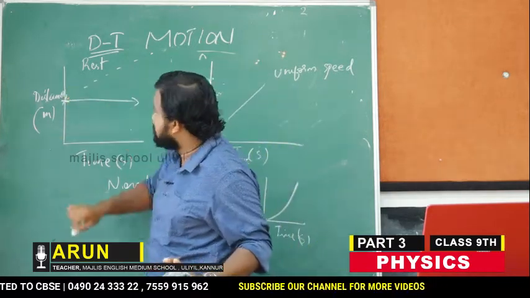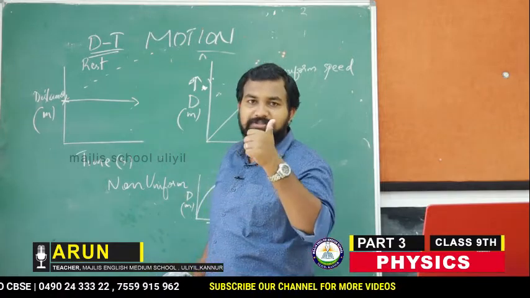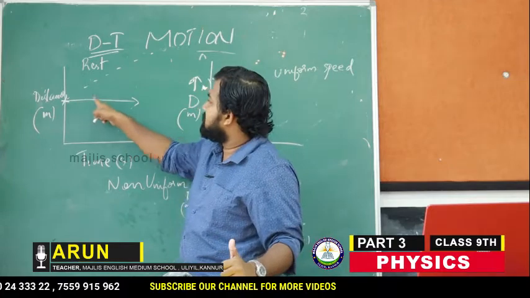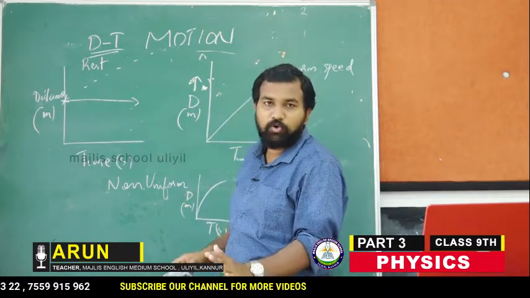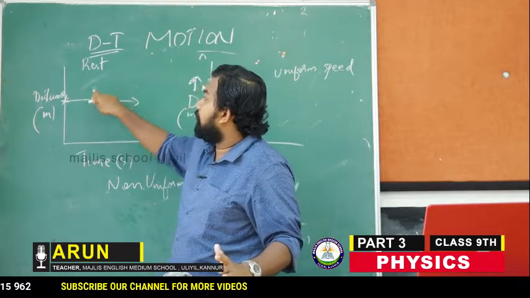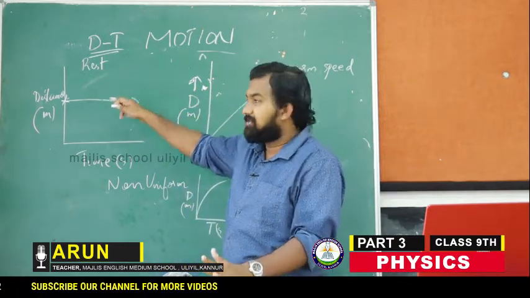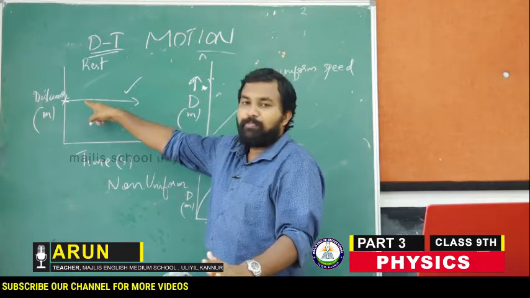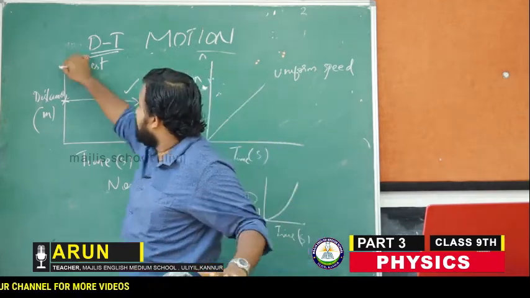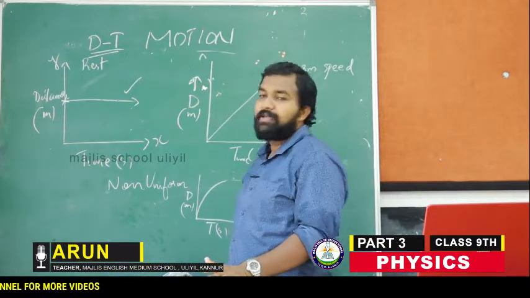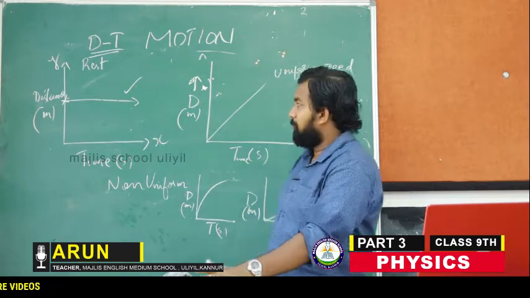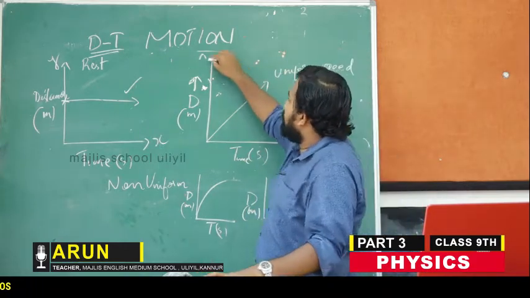At the initial position itself, wherever the body was placed or parked, at that position the body is staying, it is not moving with respect to time. So, the graph for any body at rest is this one. The graph will be parallel to the x-axis for any body at rest. Clear? Now, the second motion is uniform motion.